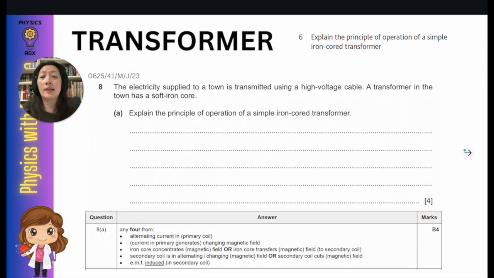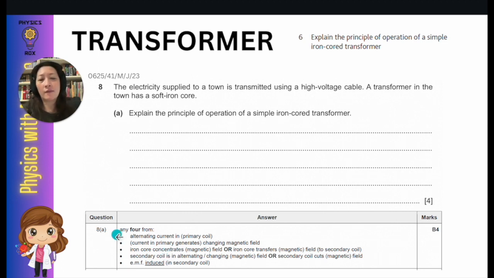You also need to be able to explain the principle of operation of a simple iron core transformer. So for this, I am taking an example of a past year question, which is quite a recent paper. It's the summer 2023 paper. So in this question, the students were asked to explain the principle of operation of a simple iron core transformer. So usually this question is worth 4 marks, and here are the 4 points you need to write. So let's refer to the mark scheme because that's basically what the paper is asking for, right?